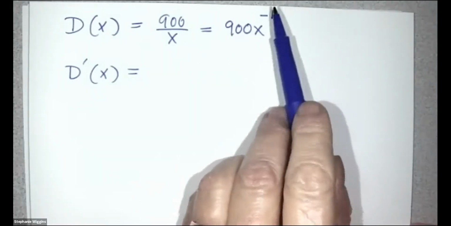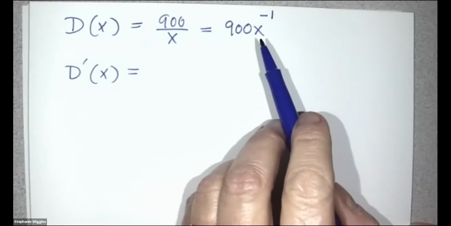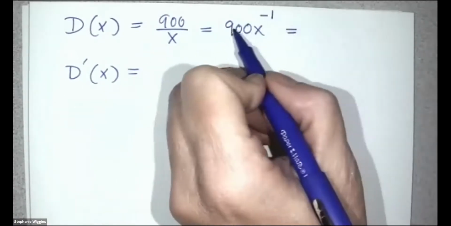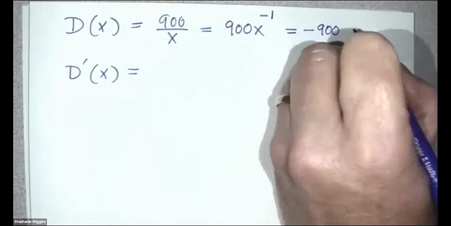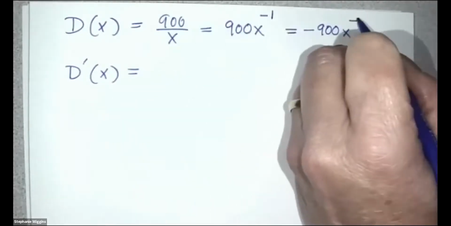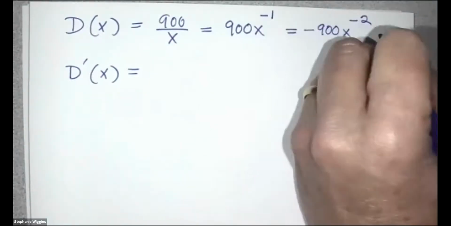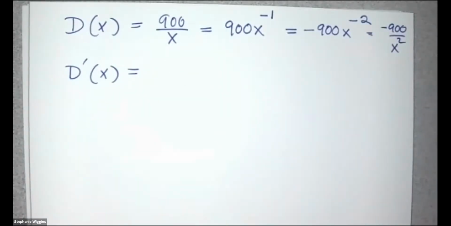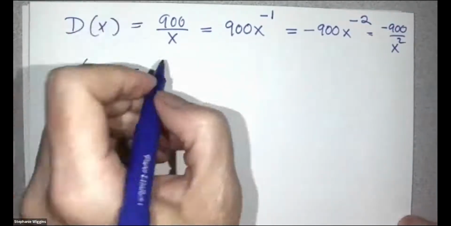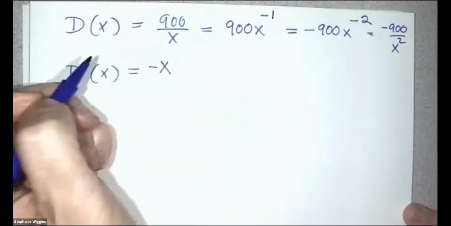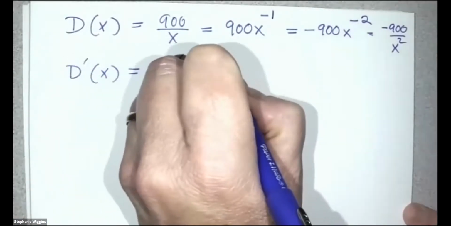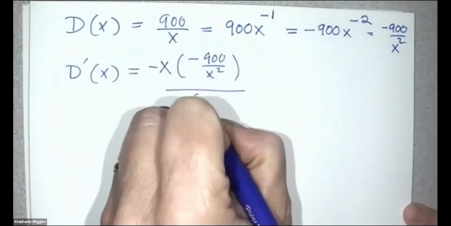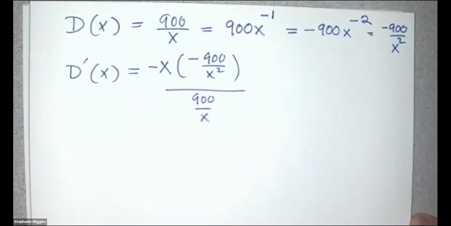Okay. So, but this is the preferred form because then it's easy to find the derivative by applying the power rule. Negative 1 times 900 is negative 900. And then I subtract 1 from negative 1, it's going to be negative 2. And simplifying this, it becomes negative 900 over x squared, like that. Now I can plug this into the formula. It's minus x times negative 900 over x squared divided by 900 over x.